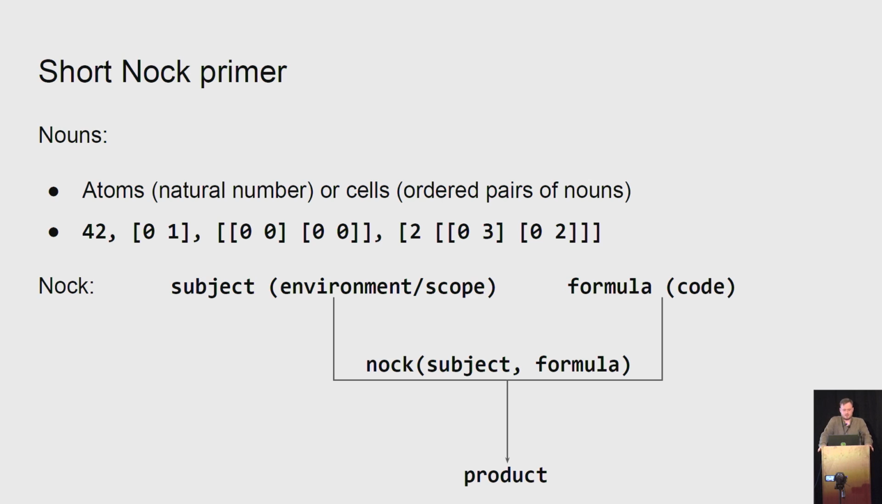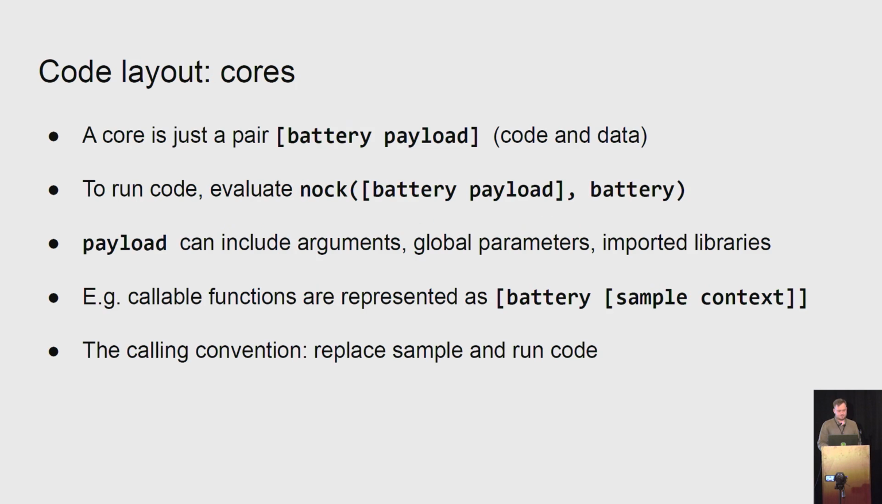So okay, we have nouns now. And what does it mean to run Nock? Well, to run Nock means to run a Nock function, which is this small function defined in a T-shirt, with two arguments, a subject and the formula. The formula is code, basically a sequence of Nock instructions encoded into a noun. And the subject is essentially an environment or scope within which Nock is running. And the product is obviously also a noun.